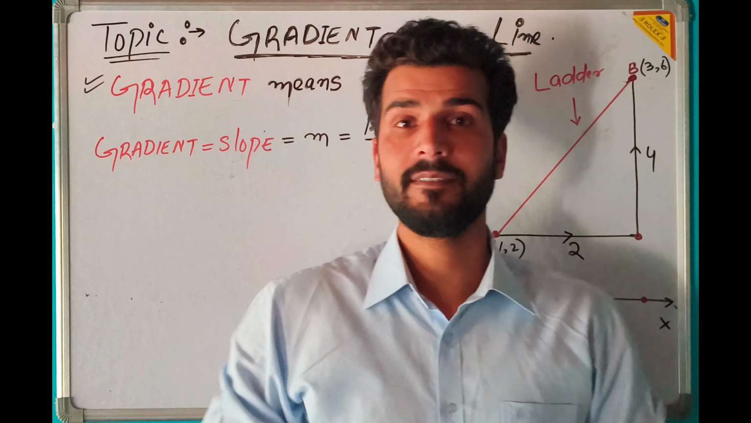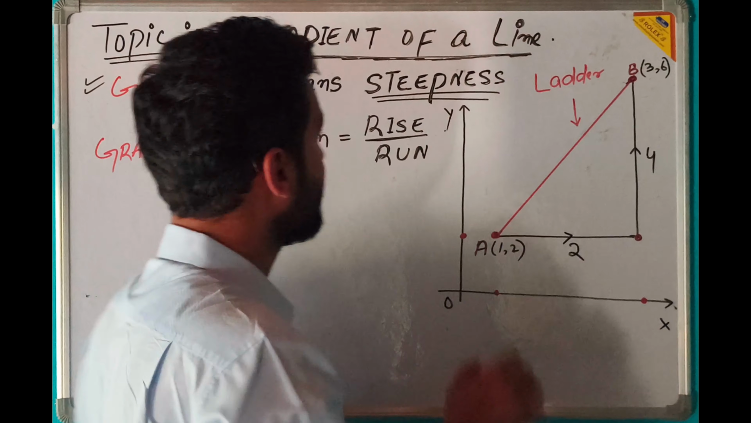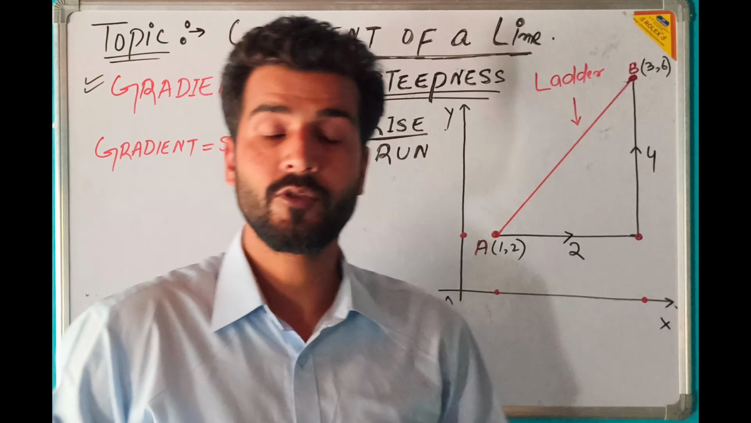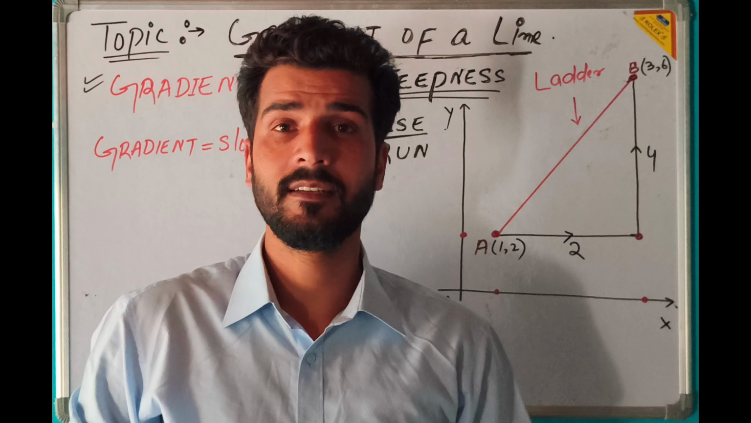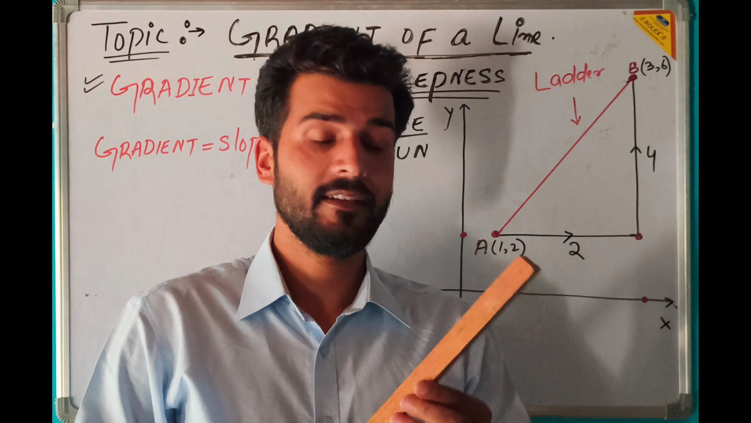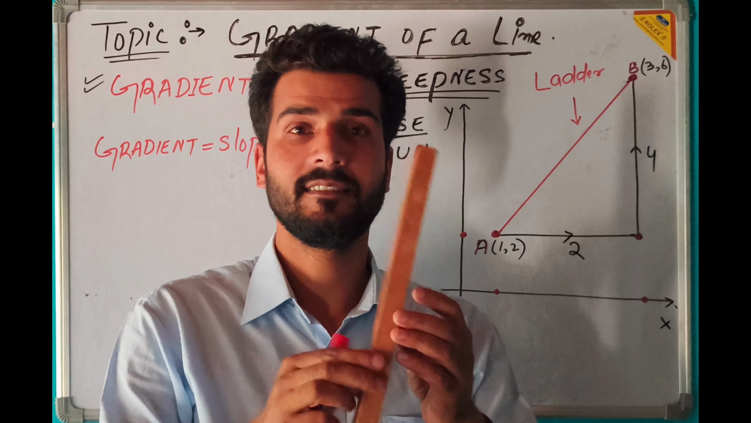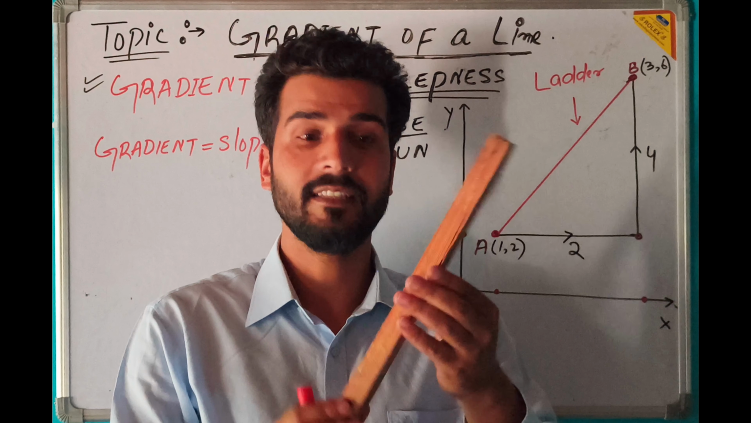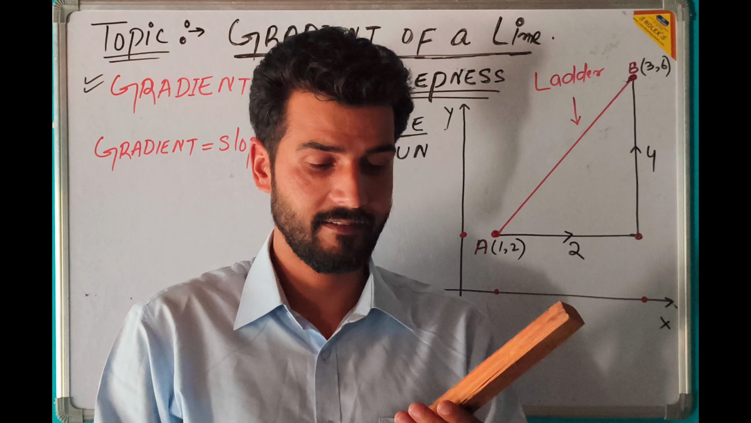From the word gradient, we mean the steepness of a line. So in order to understand this concept, let's take an example. Let us suppose that we have this ladder, and we want to find out the steepness of this ladder.